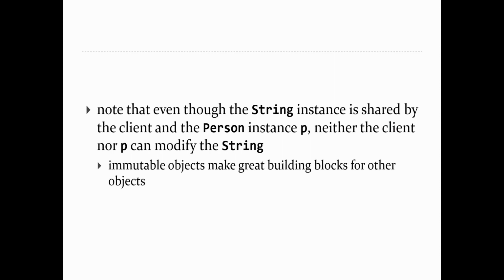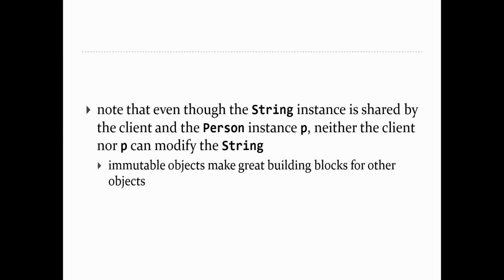And so you might come across the statement that immutable objects make great building blocks for other objects. Because you never worry about the state of the string changing, the person object never has to worry that its name is going to change if somebody else mutates the string. Similarly, whoever made the person object never has to worry about the person object changing their string underneath them. And so if you can create an immutable object, an object whose state never changes, it becomes easy to write code.